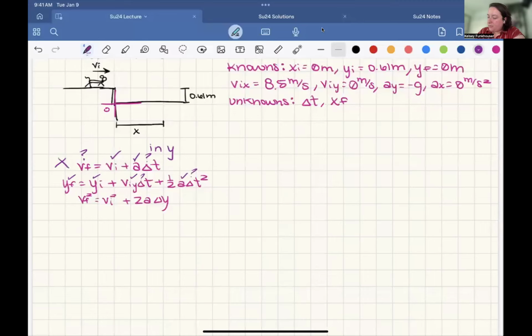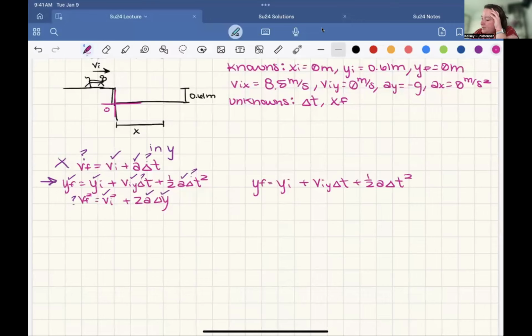There's only one thing we don't know. And then this one, we don't know the final velocity in Y. We know the initial, we know the acceleration and we know the displacement, but time's not in there. So getting the final velocity doesn't really help us. So we're going to use this equation: Y final equals Y initial plus V initial Y delta T plus 1/2 acceleration delta T squared.